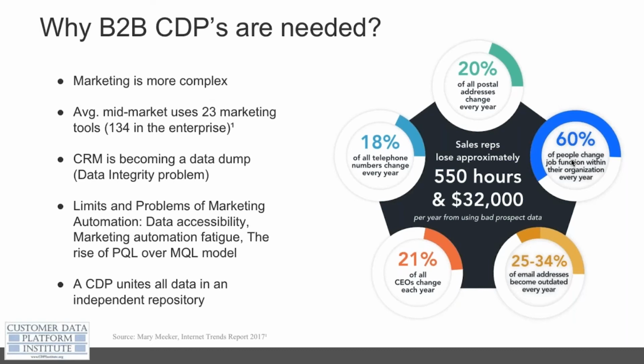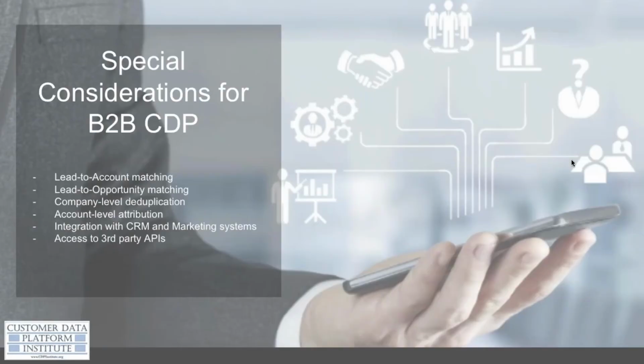And let's look at special things you want to look for in a B2B CDP. As I say, a lot of CDPs were built for B2C marketing. B2B marketers have their own issues. They have to attach leads to accounts, which again is something the CRM system doesn't necessarily do very well, and a marketing automation system often doesn't even begin to try to do. They have to attach leads to opportunities, usually via accounts, so you can do your revenue attribution. They have to deduplicate company level information, which again may sound easy but isn't.